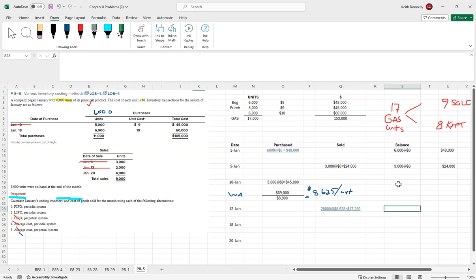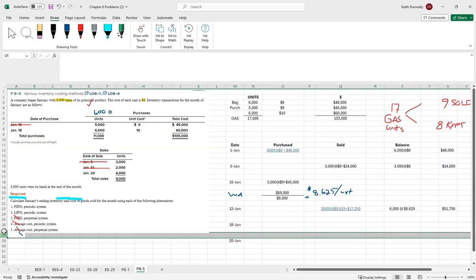So what we then have left: we were at 3, we bought 5, so we were at 8 there, we sold 2, so we must have 6,000 left. So 6,000 at that average, 8.625. You run the math on that, it's going to be $51,750.